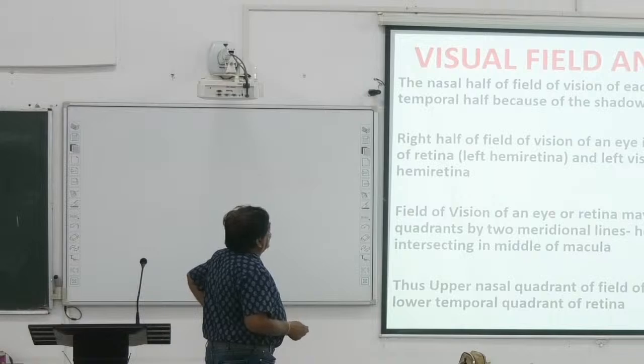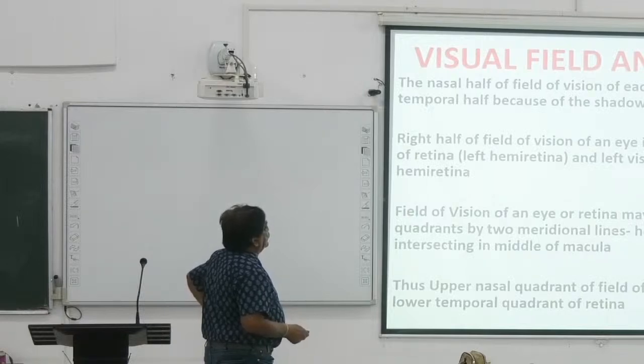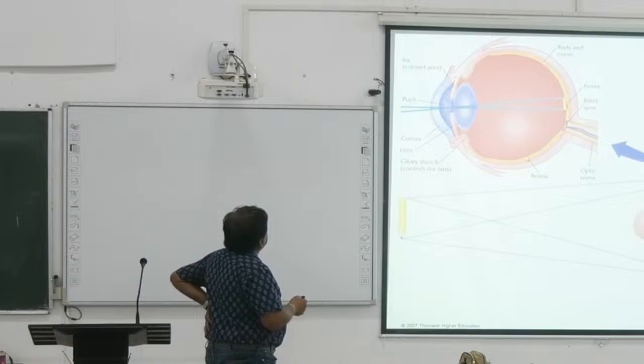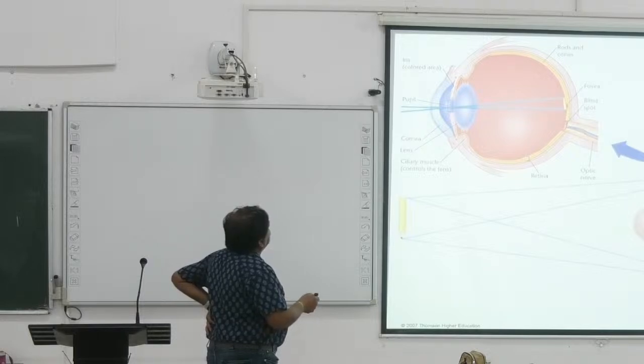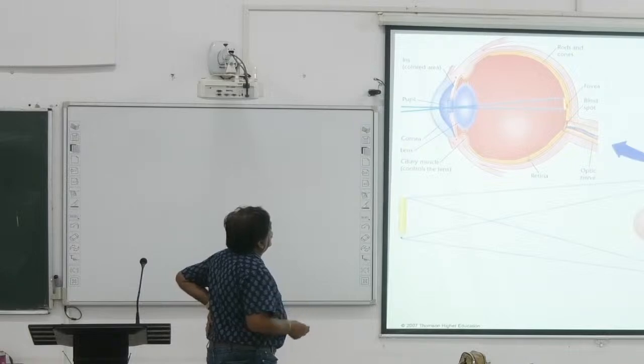Fields of vision of an eye or retina may be subdivided into quadrants by two meridional lines, horizontal and vertical, intersecting in the middle of the macula. Thus, the upper nasal quadrant of the field of vision is projected to the lower temporal quadrant of the retina. The iris, this is the pupil, this is the fovea here, and this is the blind spot. Rods and cones, this is the whole of the retina, and the optic nerve.